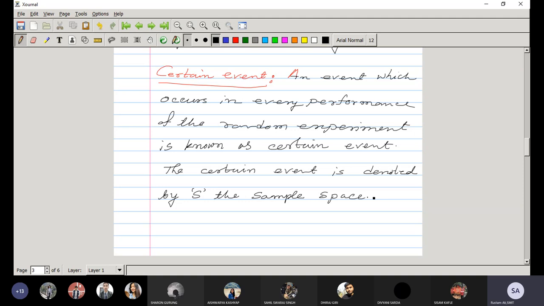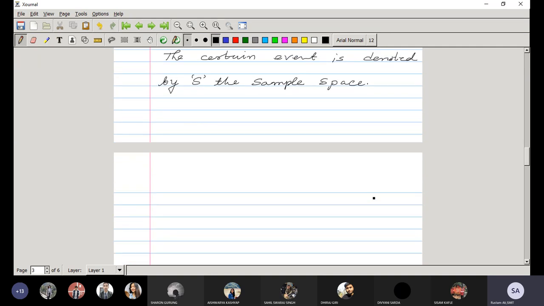So the occurrence of an even face or an odd face, connected with the random experiment of rolling a die, is the certain event. The occurrence of an odd face or an even face is a certain event.